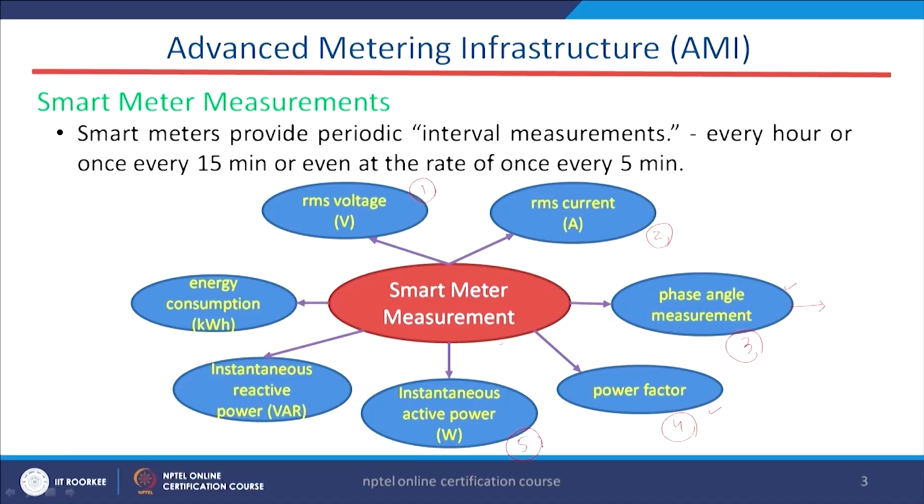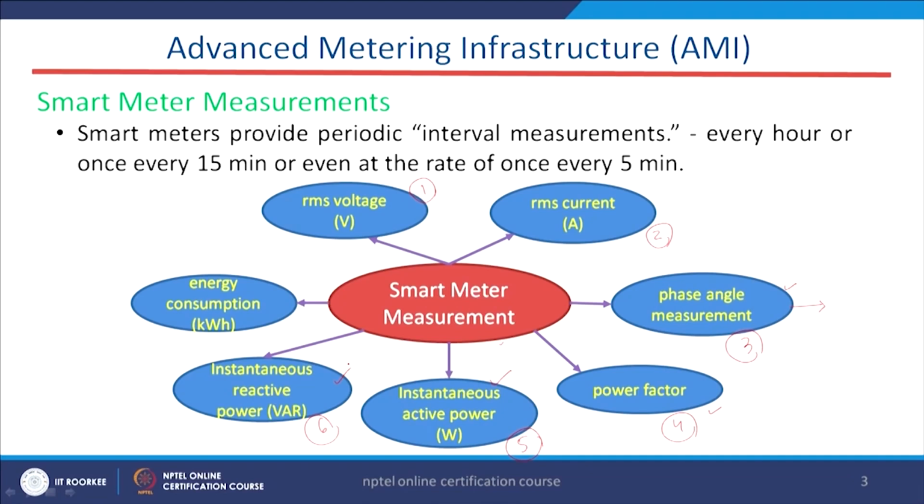And the fifth one is the instantaneous active power. How much power is consumed by the customer can also be measured using this smart meter device. And the sixth one is the instantaneous reactive power. So, we have two powers we are talking about here: one is the instantaneous active power and the next one is instantaneous reactive power. So, these two powers we can also measure using the smart meter technology.